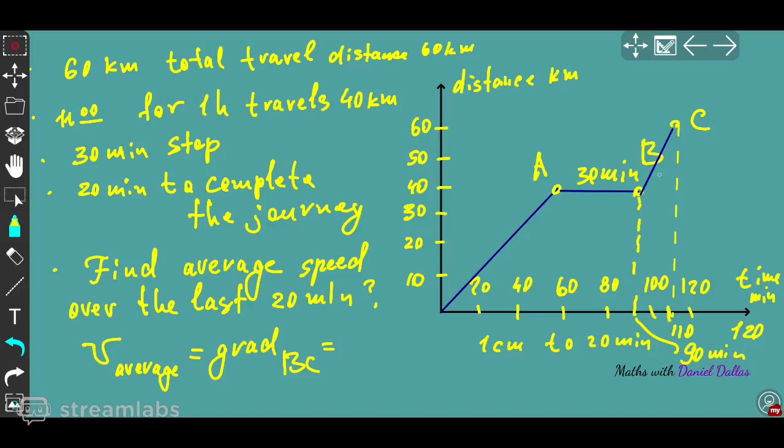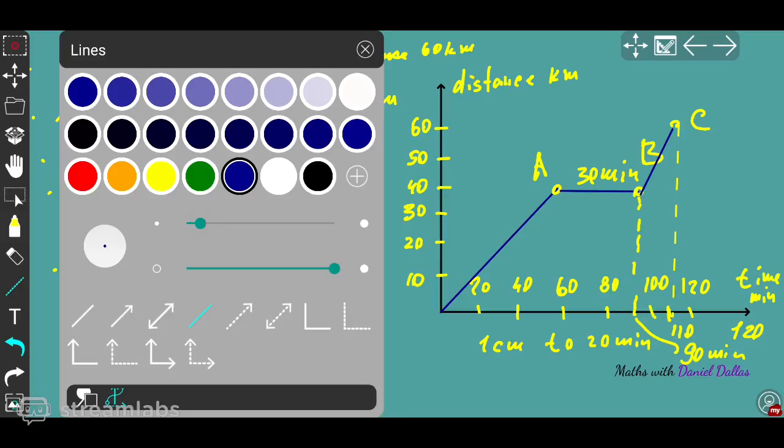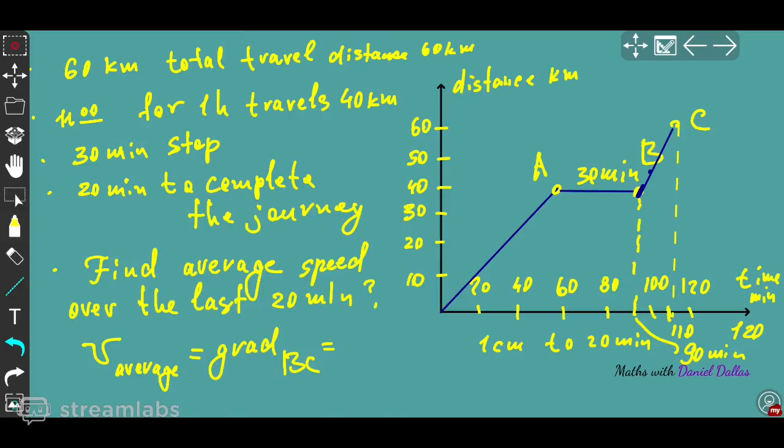So it will correspond to the gradient BC. So BC line is this one. BC, according to what you see on YouTube. So B, C.